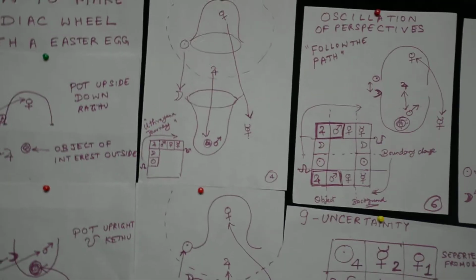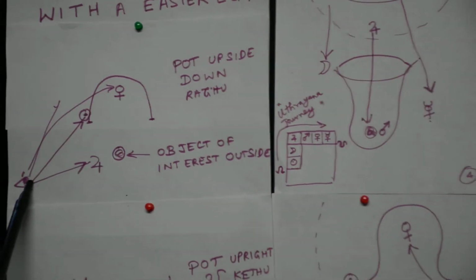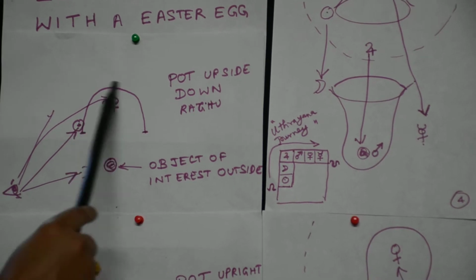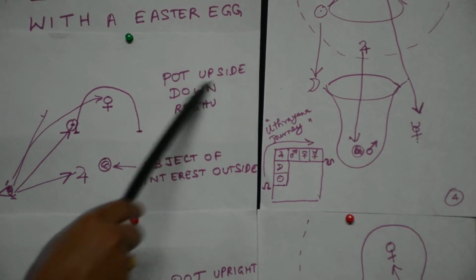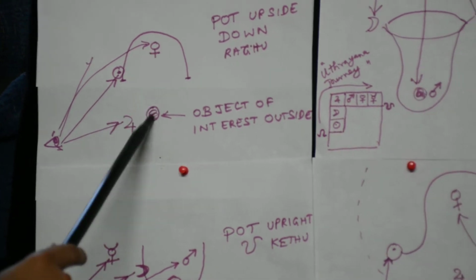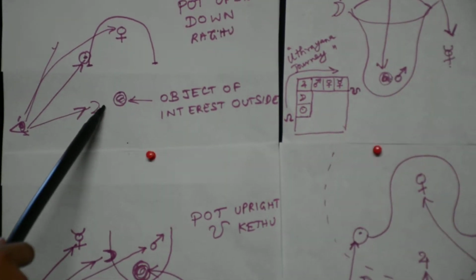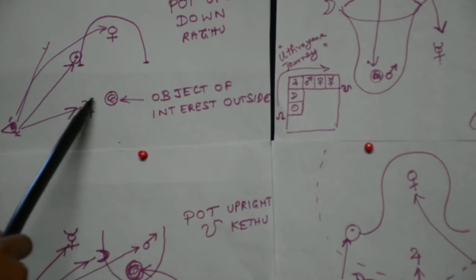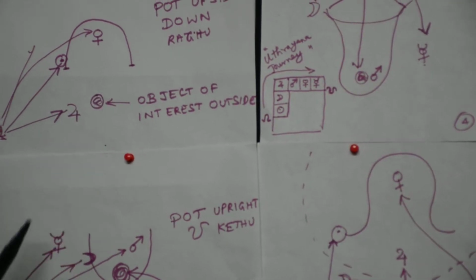Now here I have drawn an eye to represent an observer. An observer can either see within the part, or on the boundary of the part, or outside the part. When the part is upside down, the object of interest is actually outside the part. So this symbol means the object of interest is outside, above the cross, which means it's outside.